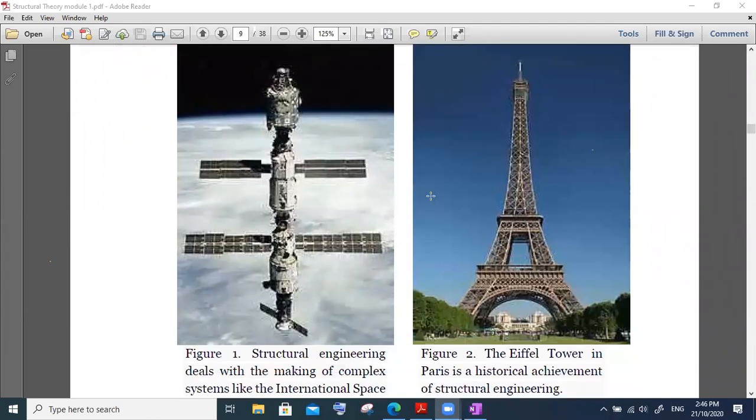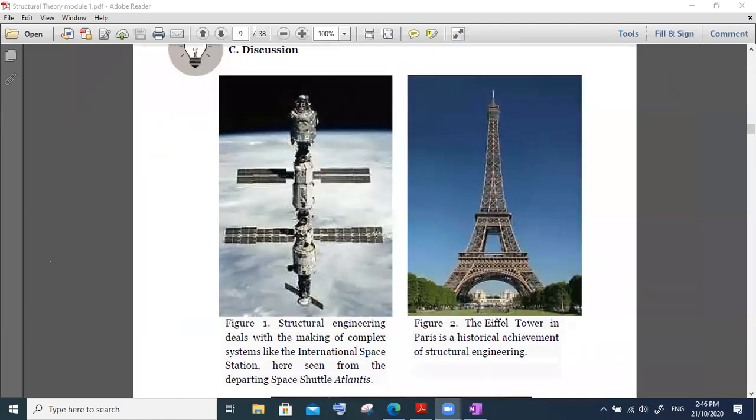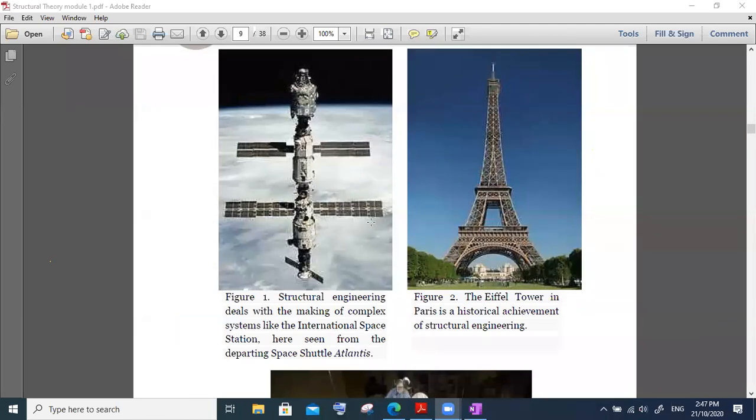As you can see in the picture, in our figure 1, structural engineering deals with the making of complex systems like the International Space Station, here seen from the departing space shuttle Atlantis. Lumipad to yung space station na to. Dumaan to ng structural engineering, no? Hindi naman to makakapunta ng outer space na sinelect lang yung mga members, sinelect lang yung mga sizes nung part nung structure na yan. So, yan ay dumaan sa structural analysis.